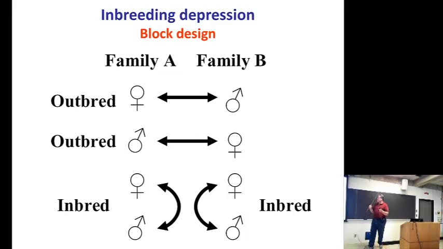Every single block gives us a single data point, which gives us mean fitness for outbreds and inbreds, and it gives us a measure of inbreeding depression. So all of our experiments are made up of lots of different blocks, each block being a single data point, typically 40 or 50 blocks per treatment or experiment or whatever.